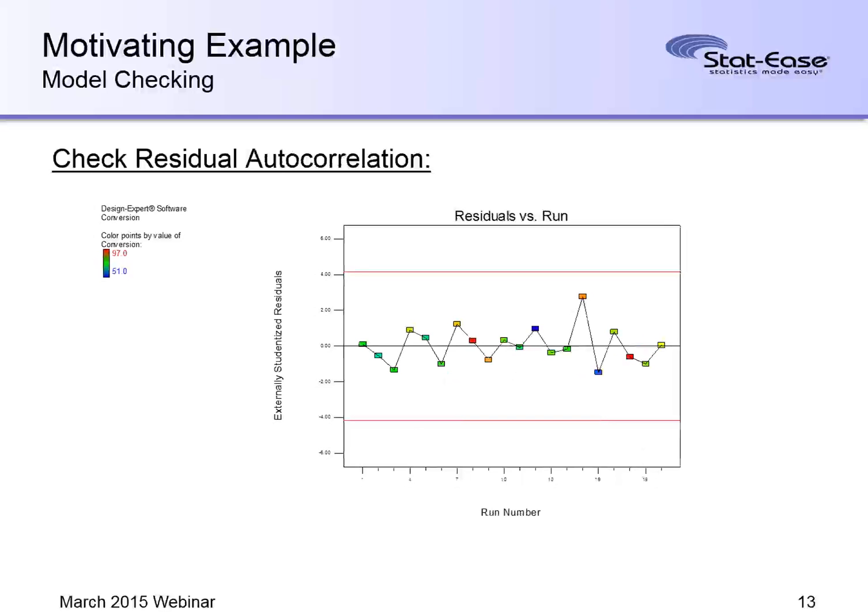And finally, we want to check the residual autocorrelation. In other words, we want to see if the residuals are independent, and to do that, we'll take a look at the residuals by run. And what we'll see here is that there aren't any clear patterns in this plot, which indicates that everything looks okay.